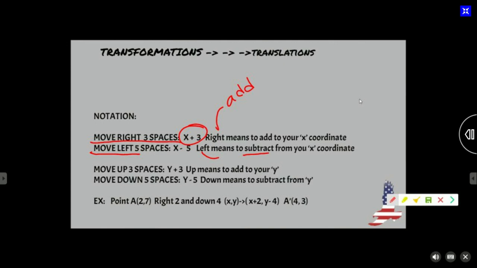Okay? Notes, guys. Write it down. Right means add to your x. Left means subtract from your x. Can I leave these papers on your desk?